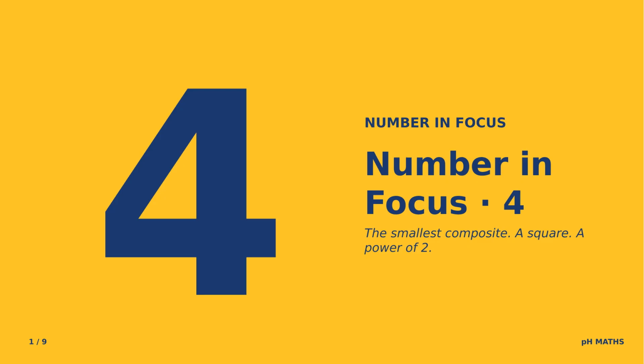Numbering focus on 4. 4 is the smallest composite number, a perfect square, and the first power of 2 that actually does anything useful. By the end of this video, you'll know why 4 marks the boundary between primes and composites, where 4 hides inside indices and Pythagorean triples, and the divisibility test that handles 4 with embarrassing ease.